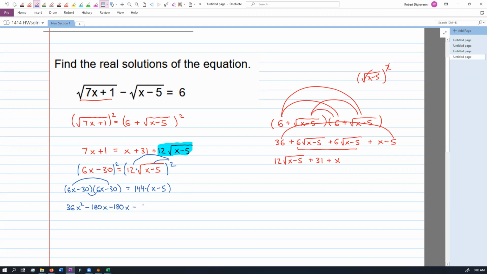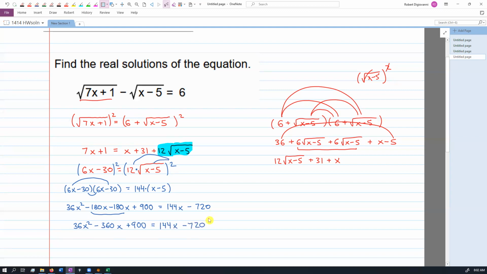And then plus 900. Sorry, it's plus, negative 30 times negative 30. Okay, and then on the right side, let me distribute. So I get 144x, and then just to make sure I'm getting this right, minus 720. Okay, now let's get our like terms. So if we put those two together, we get 36x squared minus 360x plus 900 equals 144x minus 720.